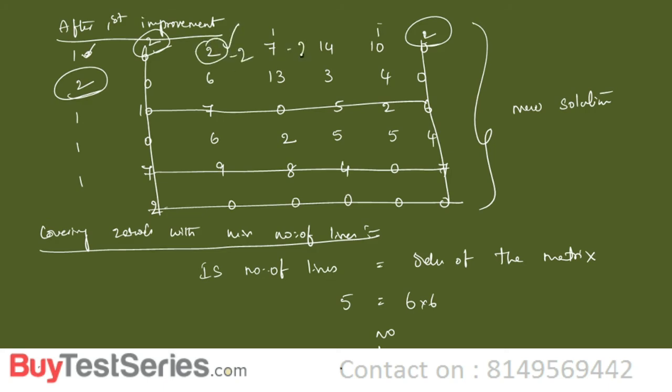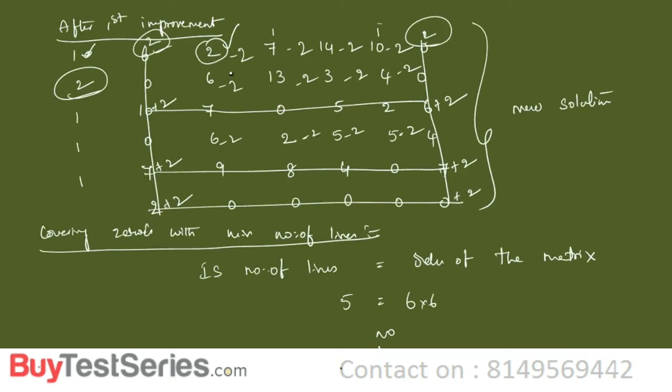So 2 minus 2, 7 minus 2, 14 minus 2, 10 minus 2, 6 minus 2, 13 minus 2, 3 minus 2, 4 minus 2, 6 minus 2, 2 minus 2, 5 minus 2, 5 minus 2. Junctions: 10 is a junction plus 2, 7 is a junction plus 2, 2 is a junction plus 2, 0 is a junction plus 2, 7 is a junction plus 2, 6 is a junction plus 2. Remaining, you leave them as it is.